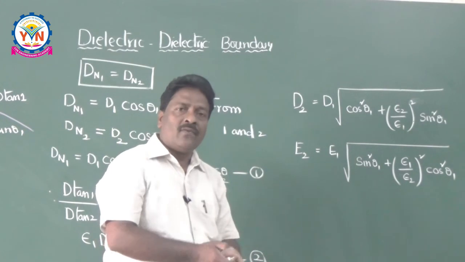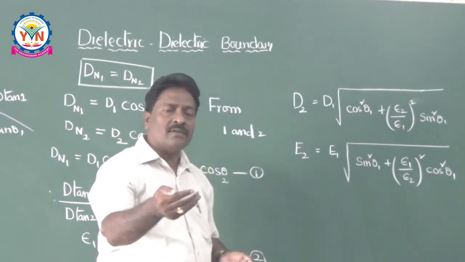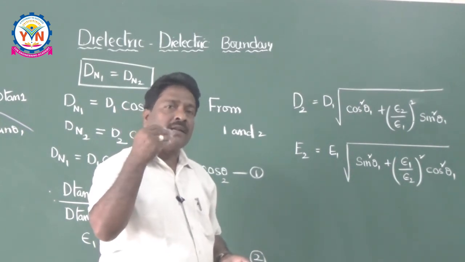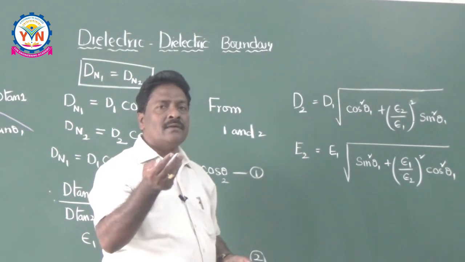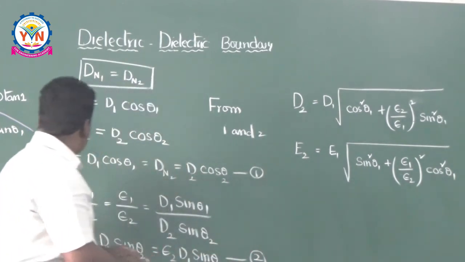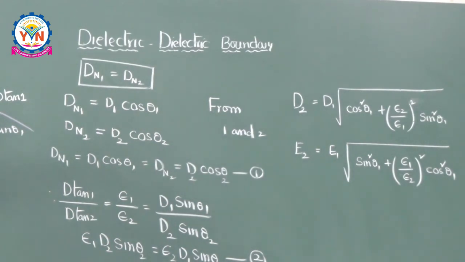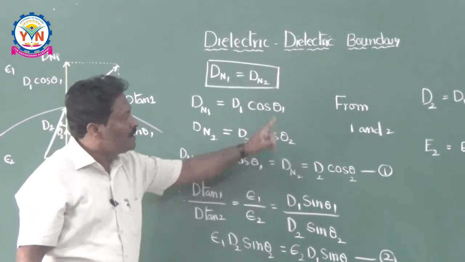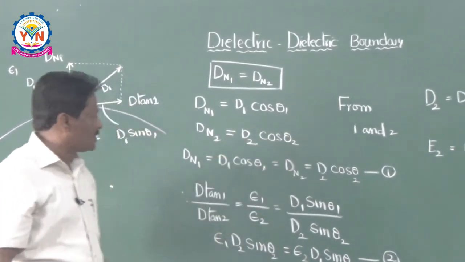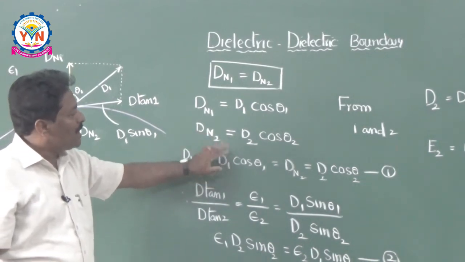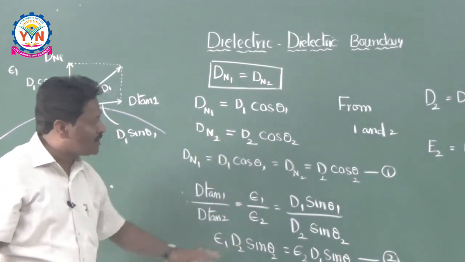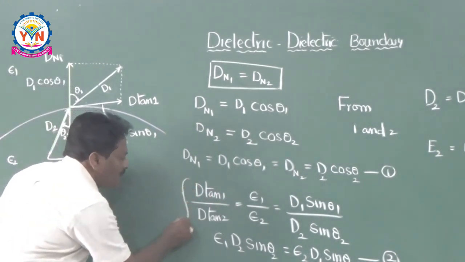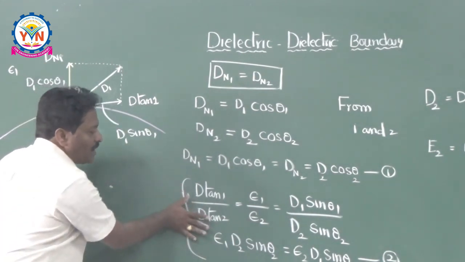But whatever it may be, for doing your problems, you have to know the tangential component of E is continuous and the normal component of D is continuous. If you know these two things, even though they are making an angle theta with the normal, here theta 1 and theta 2, you are going to get the magnitude of d2 and e2 like this. So this is the way of writing normal components as well as tangential components. So tangential component of E is continuous.